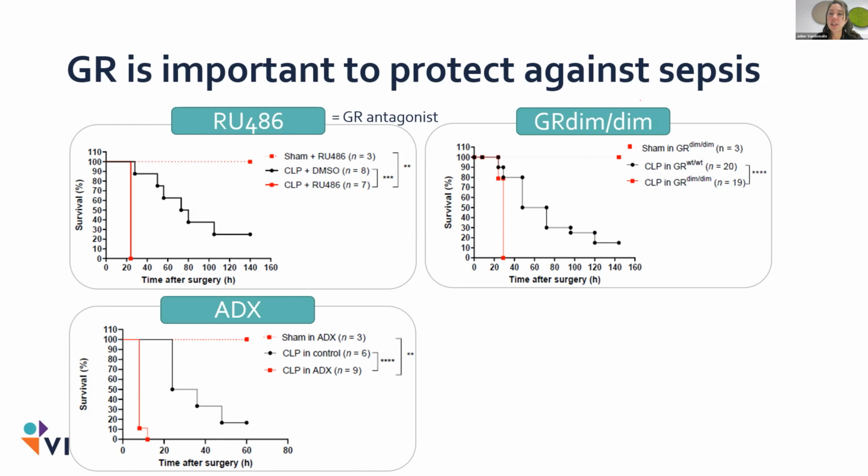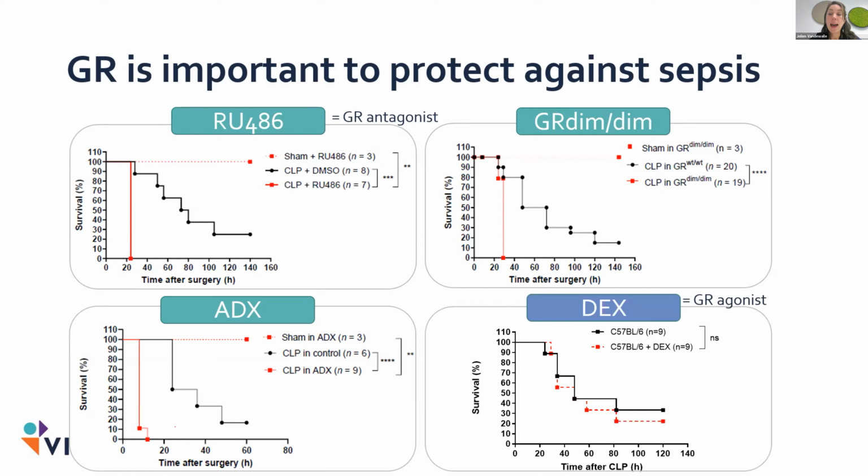Similar results are obtained in GR-DIM animals. So GR-DIM animals are animals which have a point mutation in the GR signaling pathway and have a less functional GR signaling pathway. And also those mice have an increased susceptibility upon CLP surgery. We also make use of ADX mice. ADX mice are adrenalectomized mice. So those mice have had their adrenals surgically removed and cannot produce their own glucocorticoids. And also those mice have an increased susceptibility upon CLP surgery. So based on those results, we can see that GR is really important to protect against sepsis.